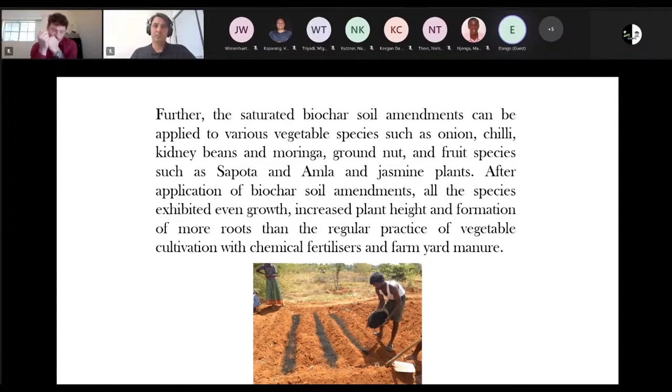After application of biochar soil amendments, the species exhibited even growth, increased plant height, and the formation of more roots than the regular practice of vegetable cultivation with chemical fertilizer and farmyard manure.